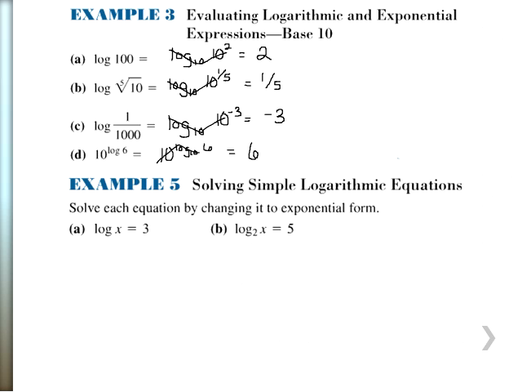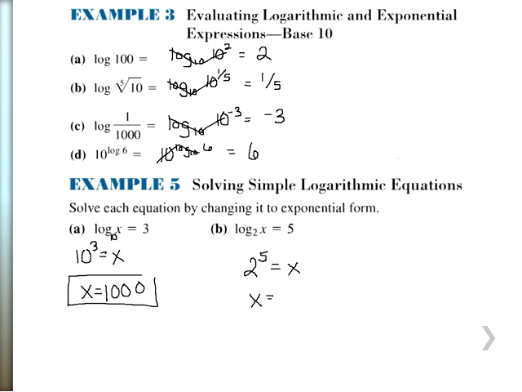In example 5 below, let's actually solve for x. So I'm going to change this to exponential form. 10 to the 3rd power equals x, because remember I start with my base, then I figure out my exponent, and that's going to equal x. Well, that 10 cubed is 1,000 for the first one. And then changing my logarithmic form to exponential form, we use base 2 to the 5th power equals x. Therefore, x is going to equal 32.